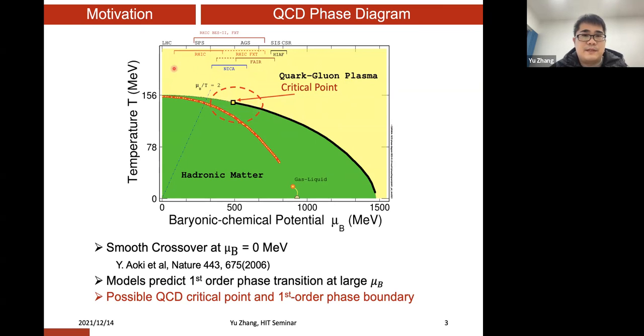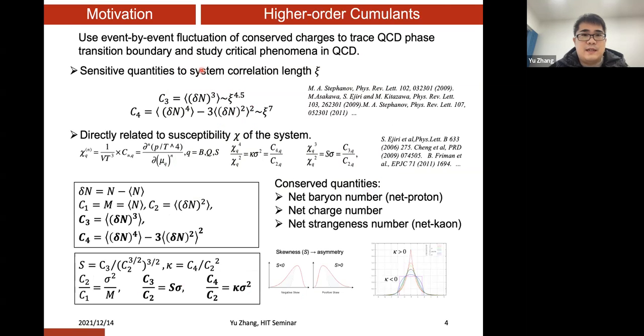Many experiments are conducted at different energies, so that they can be used to scan the phase diagram at different μB to search for a critical point and the first-order phase transition line. This slide shows my observable, the high-order cumulant. It is proposed that the high-order cumulants are promising observables to trace the phase transition boundary and study the critical phenomena in QCD. There are mainly two points about why the high-order cumulants are sensitive.